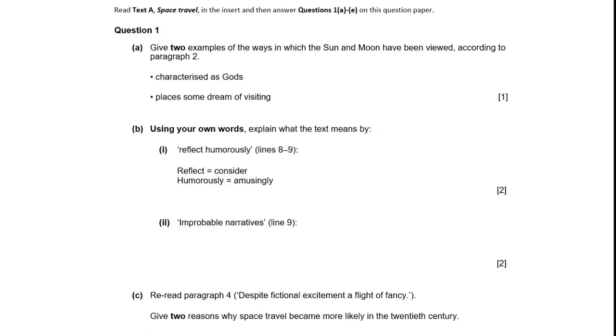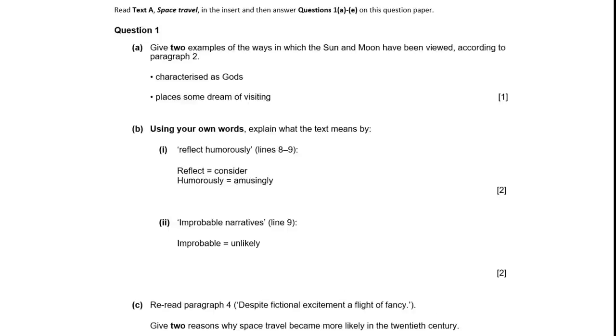Of course, this could prove difficult if you don't know what improbable means, but hopefully you know that it denotes something which is unlikely to happen. Not impossible, unlikely. So I'm simply going to put improbable equals unlikely. And of course, a narrative or narratives are stories or tales. So I'm going to put narratives equals stories. And there are four easy marks, providing you know what the words mean. For this paper, I don't think they're too challenging.